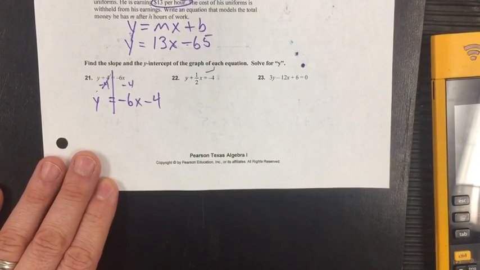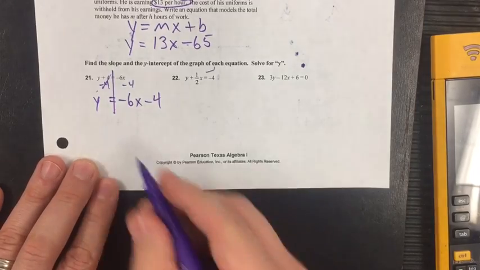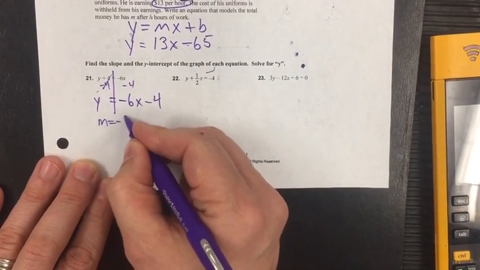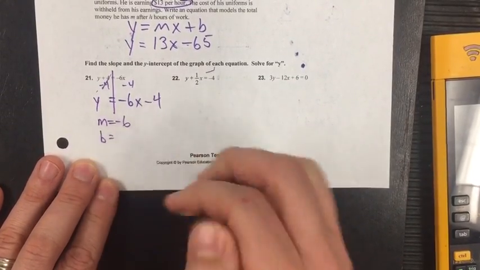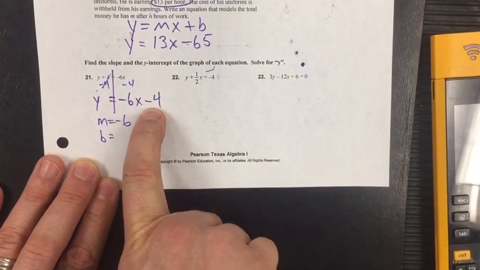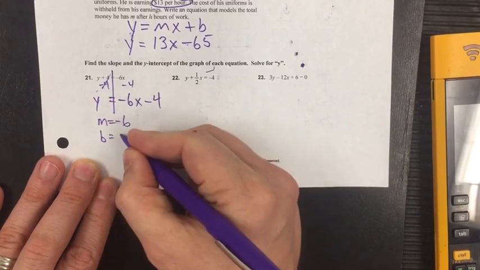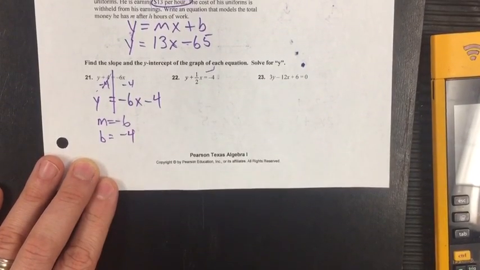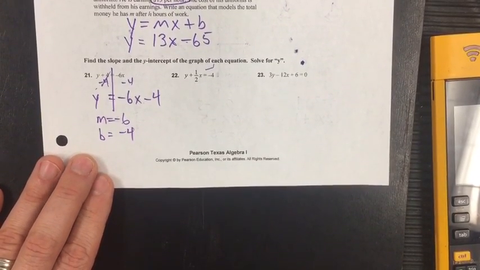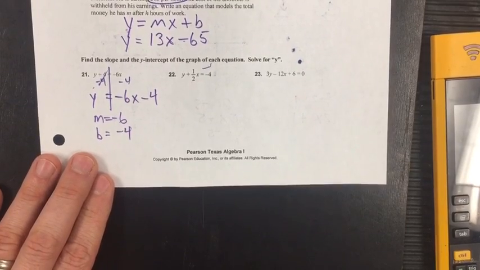Now that I have y by itself, which one is the m value? Negative 6. And which one is the b value? Negative. Remember, it is negative 4. It's not just 4. That little minus sign is a negative on that 4. Okay? Number 22. Y equals half x plus negative 4.